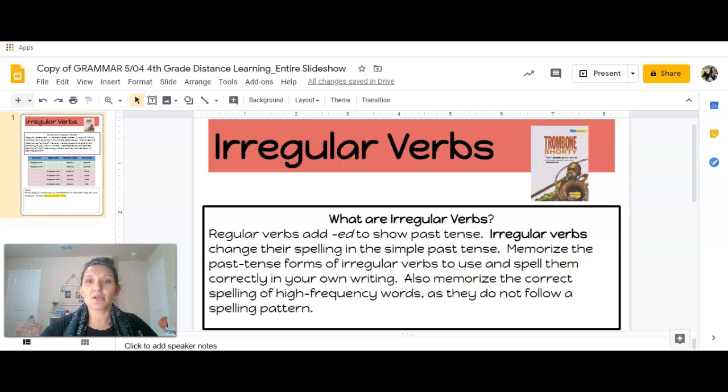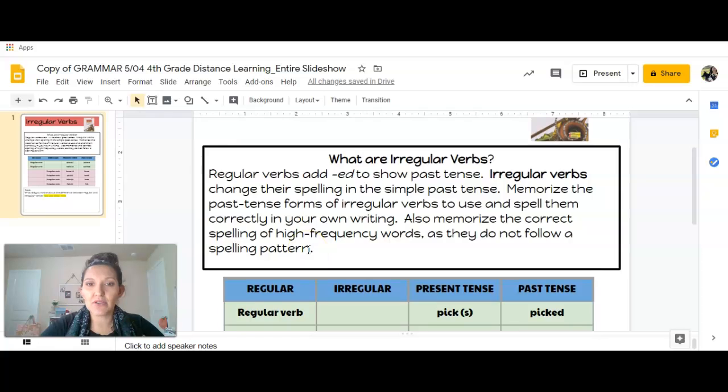Okay, so I'm going to read what it says here on the screen, right? What are irregular verbs? Regular verbs add ed to show past tense. But now here comes what we're talking about. Irregular verbs change their spelling in the simple past tense.